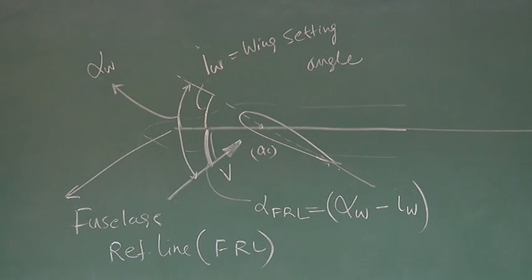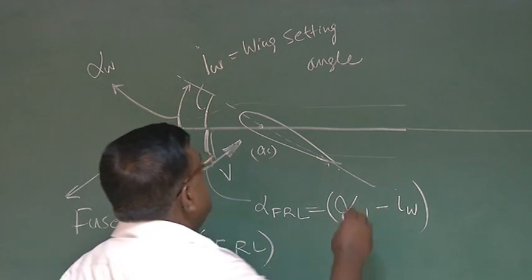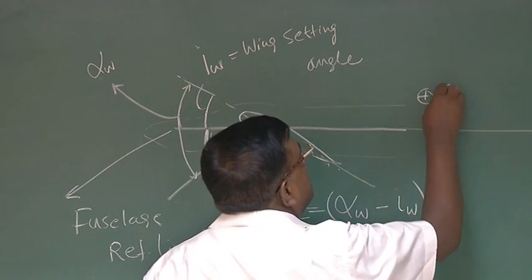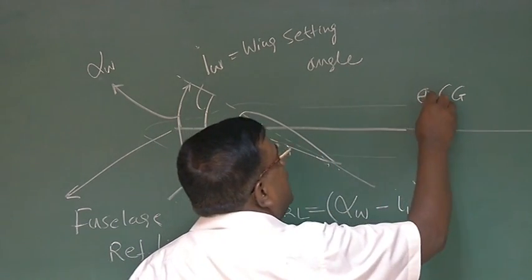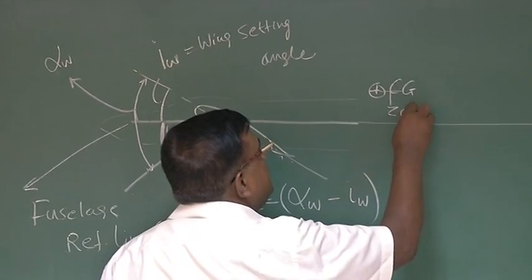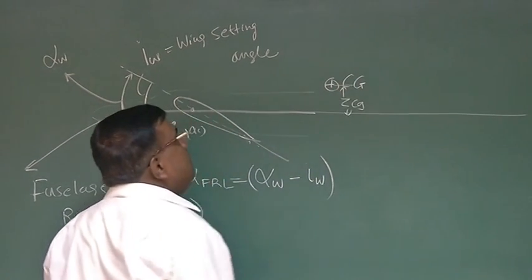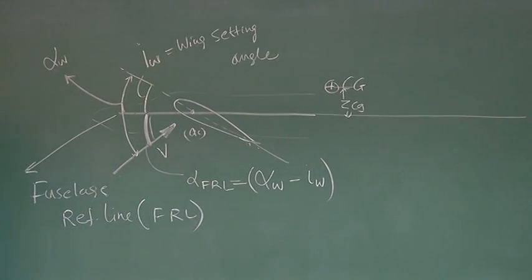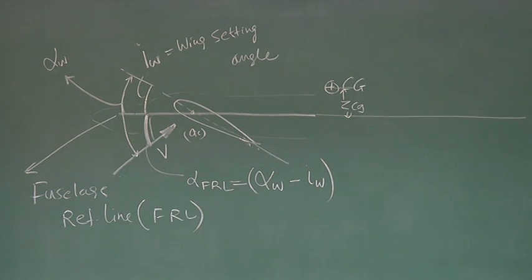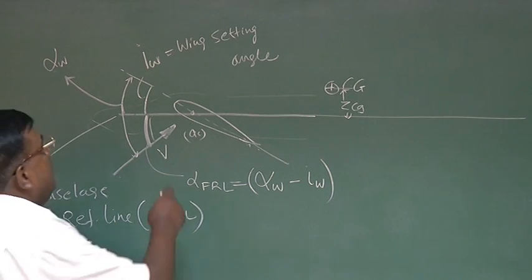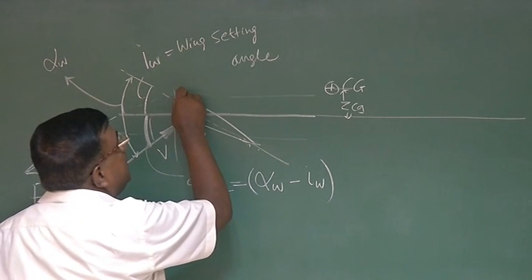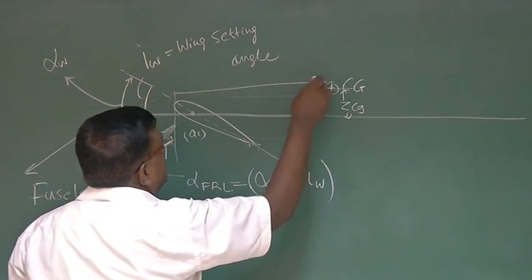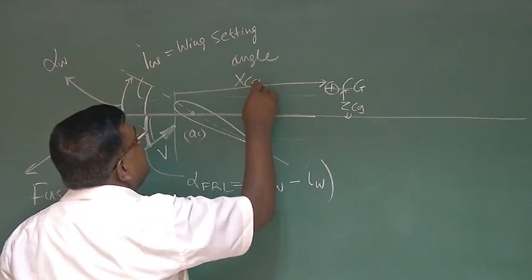This is clear? And let's say CG is somewhere here, because the tail will be somewhere there, okay? And I say now this distance is h_CG, the vertical location of CG from the fuselage reference line. I'm putting the symbol h_CG. Now along the x direction I am taking the leading edge of the wing, and from here, once I am measuring the CG location, I am calling it XCG.